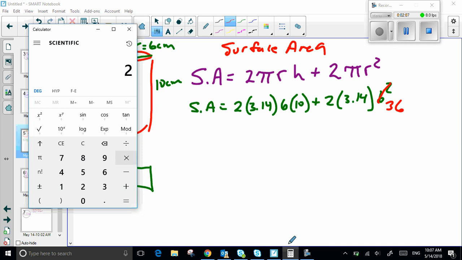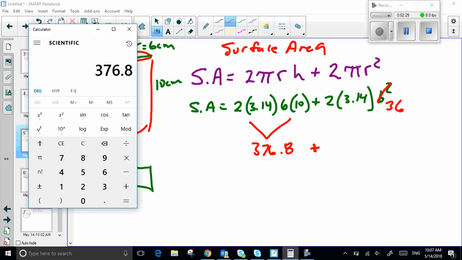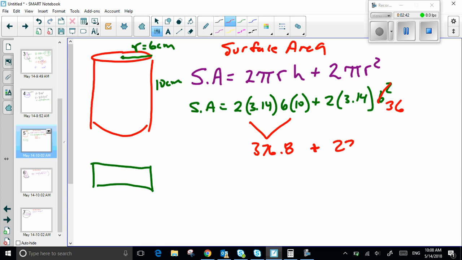So I've got 2 times 3.14 times 6 times 10. And what does that equal? That's 376.8. I have to do all this first, then I have to do all this, then we'll add these two together. All right, so the next one is 2 times 3.14 times 36, and you get 226.08.